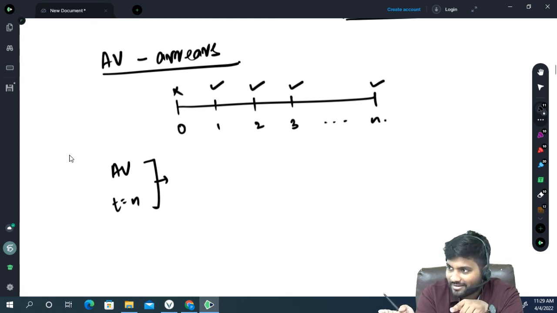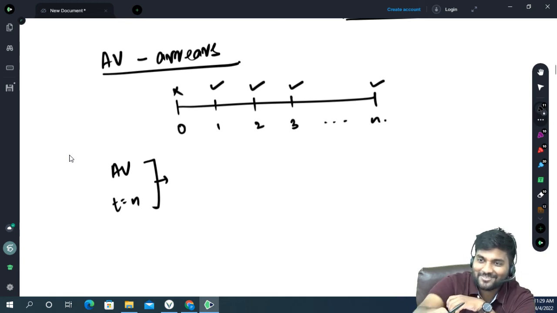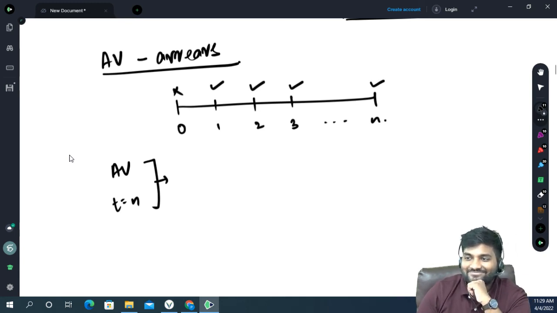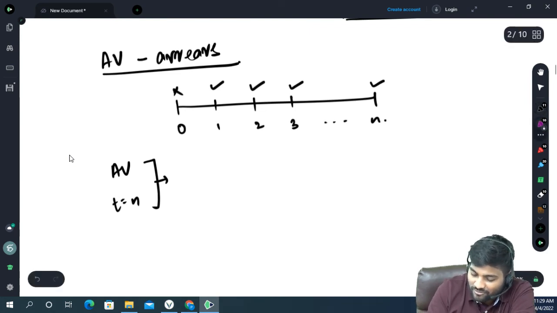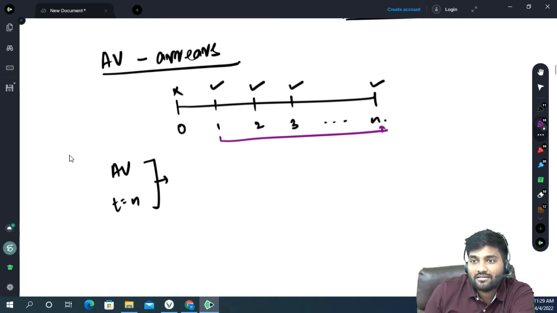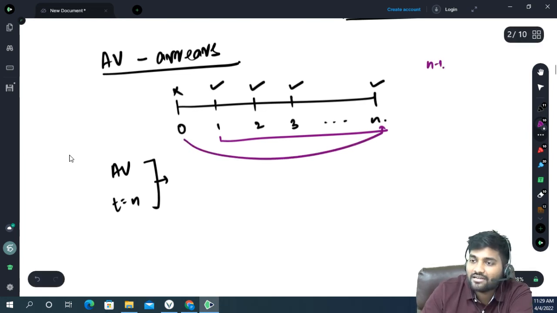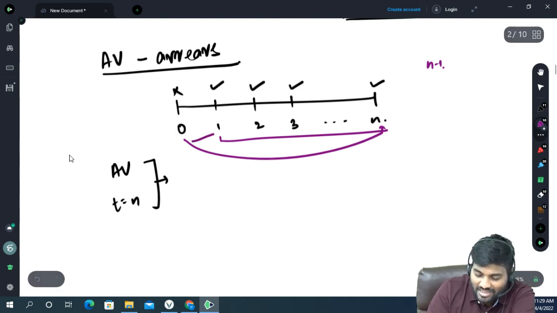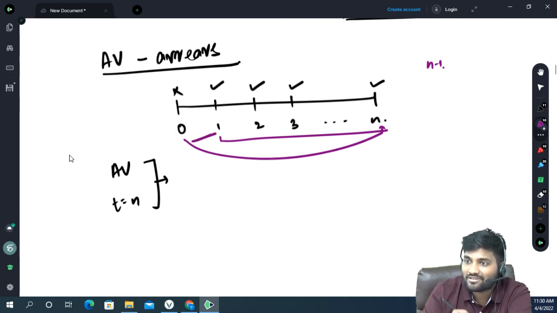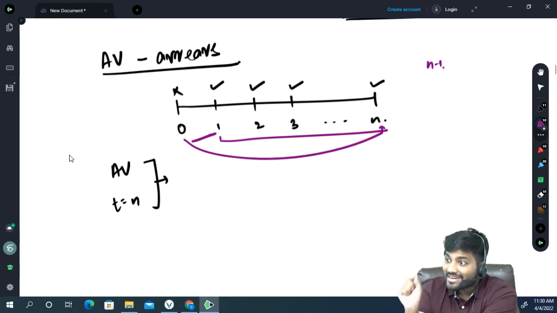N plus 1. Very good. We need to accumulate from time 1 to time N. So how many years? N minus 1. From 0 to N, how many years? N years. So 1 year gone. So how many years left? N minus 1. From 0 to N, it is N years. From 1 to N, it is N minus 1.